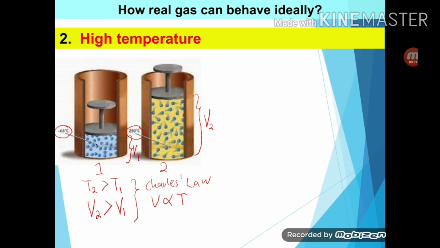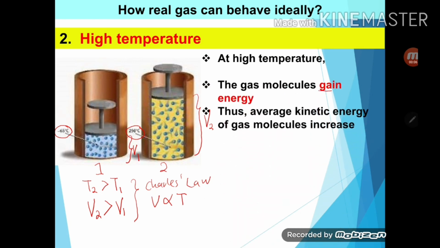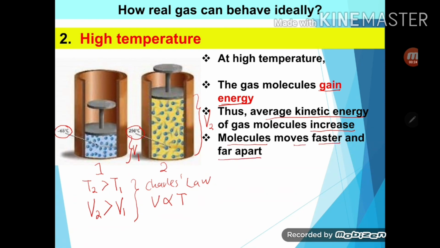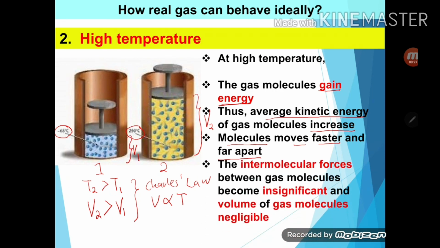So, at high temperature, the gaseous molecules gain energy. Thus, the average kinetic energy of the gas molecules increases. So, molecules move faster and far apart. That's why the intermolecular force between the gas molecules becomes insignificant and the volume of the gas molecules is negligible. Thus, the gas behaves ideally.